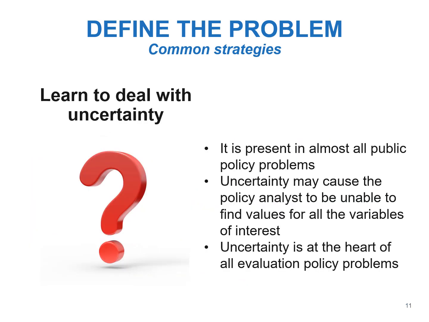The third strategy is learning how to deal with uncertainty. Uncertainty is present in almost every public policy problem. Often we simply don't have data for all the variables we would like, and this can be frustrating, but it's part of the reality of policy analysis. In fact, uncertainty lies at the heart of evaluating problems. Policies are always designed and implemented in complex environments where not everything is predictable. So instead of being paralyzed by uncertainty, policy analysts need to recognize it, acknowledge the limits of the data, and still move forward with the best available information.